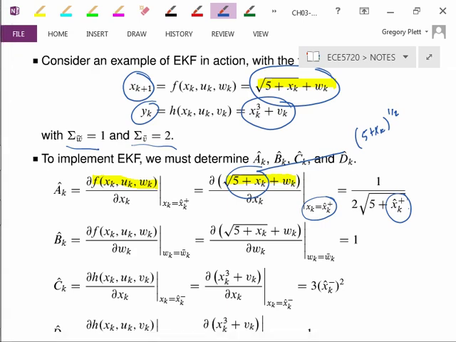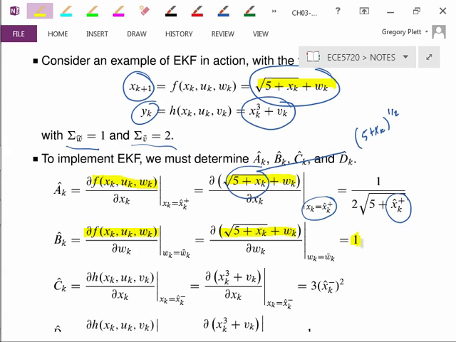Moving on to B hat. B hat is the partial of f with respect to w. So once again, I have f, and the partial of root 5 plus x with respect to w is 0. Partial of w with respect to w is 1, and that is my final answer. There's no w's in the answer, so I don't have to replace anything by w bar, but if there had been a w, I would have put a w bar in its place.